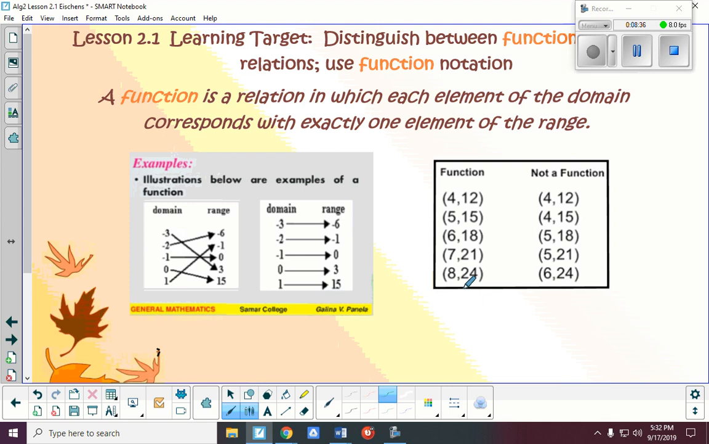Now in this example, 4 is your input and it's giving you an output of 12. But in the next ordered pair, 4 is giving you an output of 15. It can't have two different outputs. So this is not a function. 5 also has two different outputs, and so it is not a function. So these would be examples of not a function.